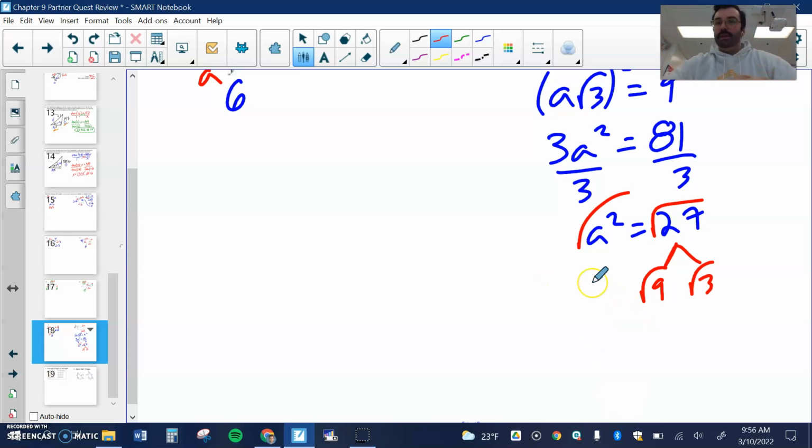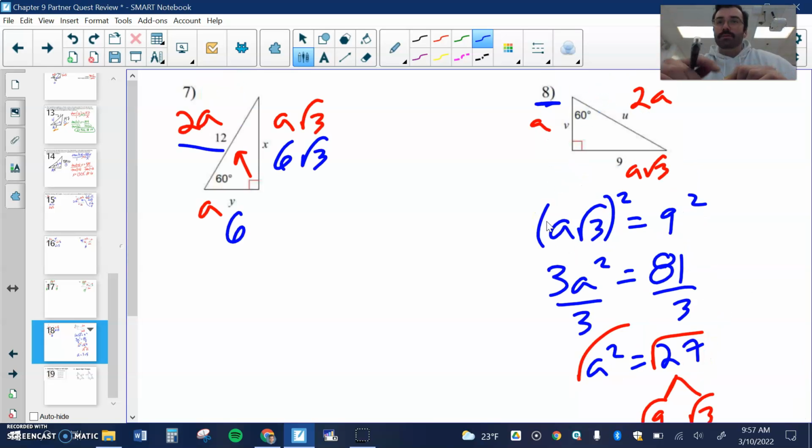to it. So I got 9 and 3, right? So that means my a, the square root of 9 is 3, and there is no square root of 3. So a is 3 root 3. So let's go up to the top. That makes this side 3 root 3. And that makes this side, I'm going to write this out just so you see it, 2 times 3 root 3. Well, 2 times this 3 makes it 6 root 3.